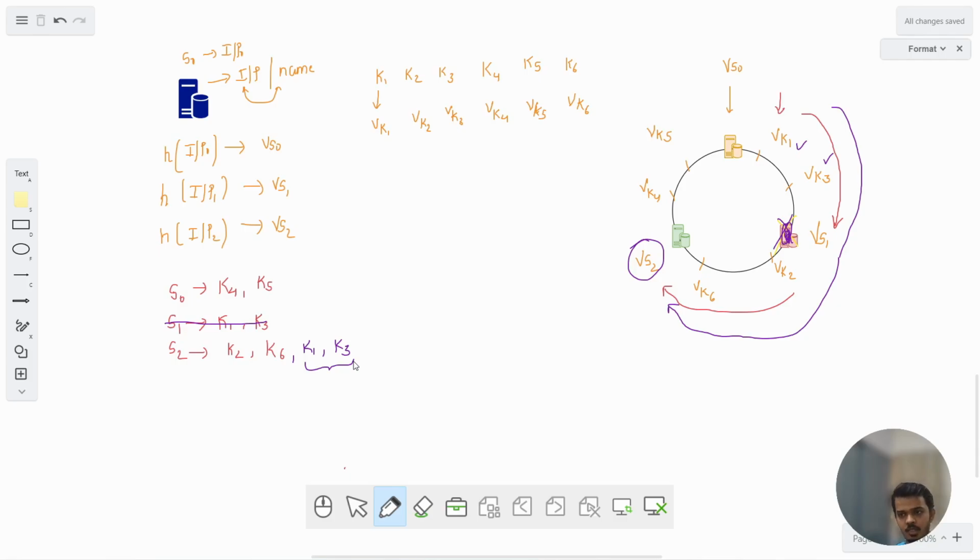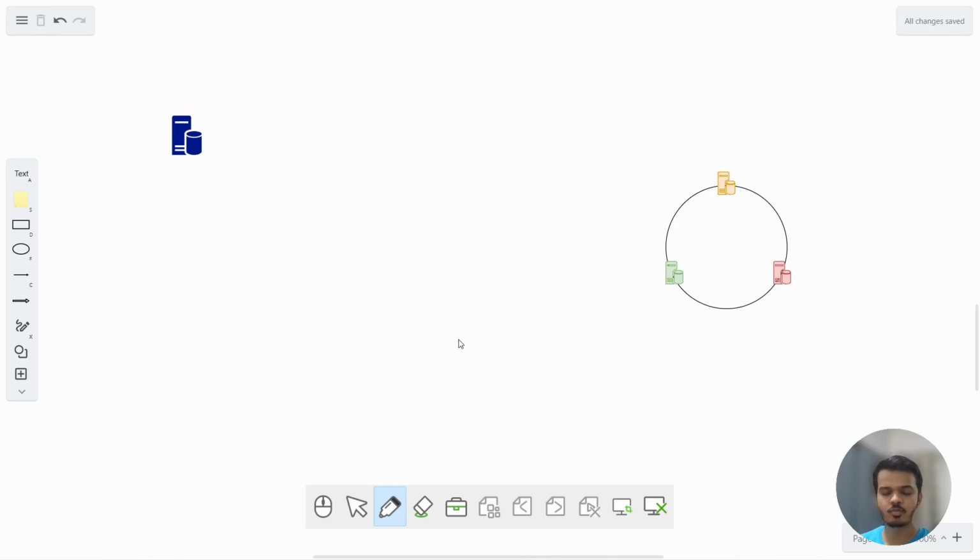This is how the problem of remapping is being solved. So what is consistent hashing trying to do here? In our example we had k equals 6, we had 6 keys, and initially we had n equals 3. Now when n was changed to 2, we assumed that one server was down, we saw that only 2 keys were remapped.